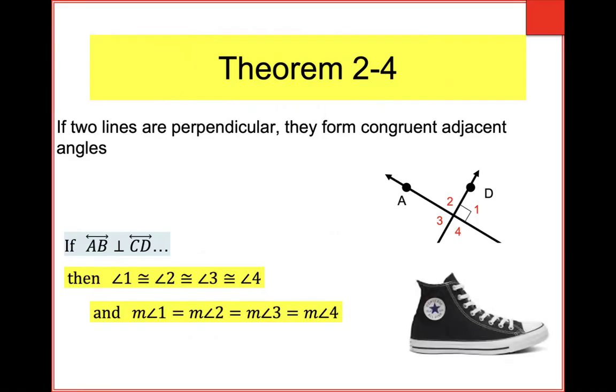What do you think about the converse? Let's see, what would be the converse? Remember, the converse is, given an if-then statement, we flip-flop the if and the then. So let's see, what would it say? If two lines form congruent adjacent angles, then they're perpendicular. And the question is, is that true? And the answer is, it is.